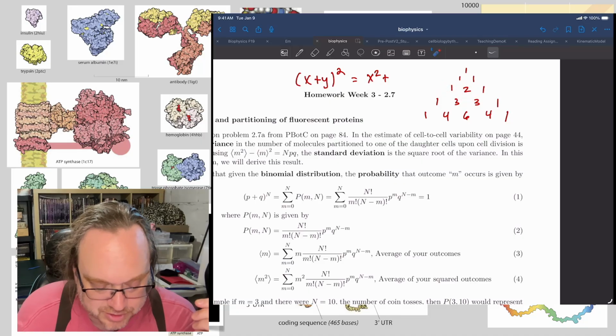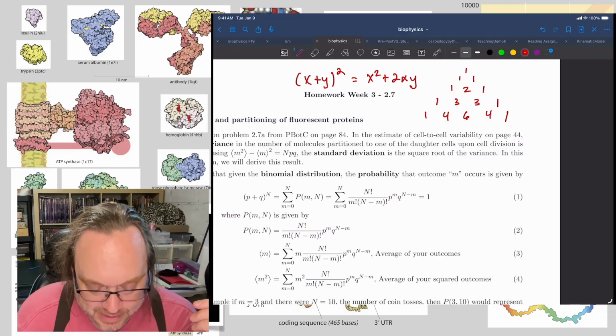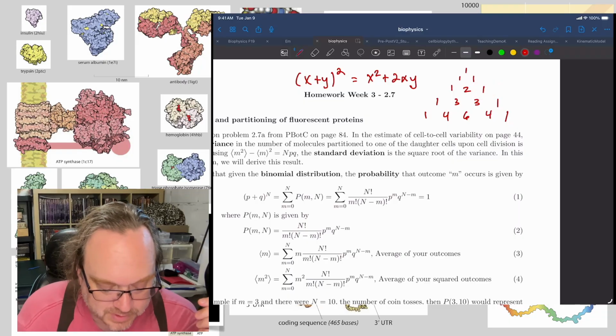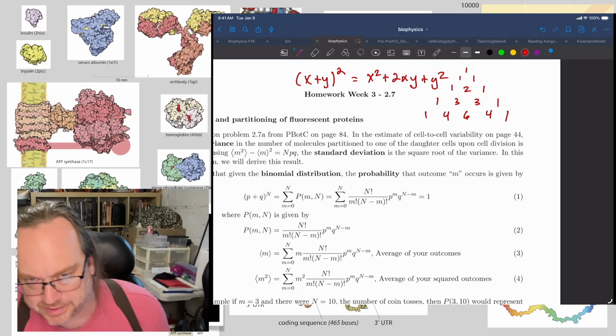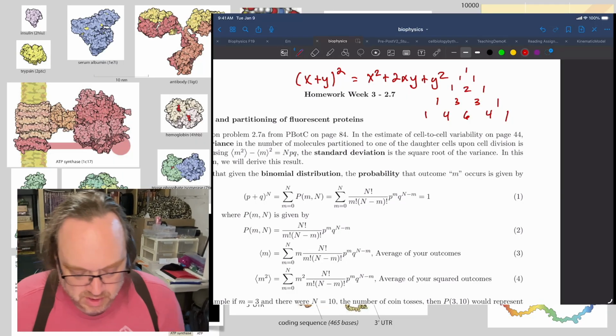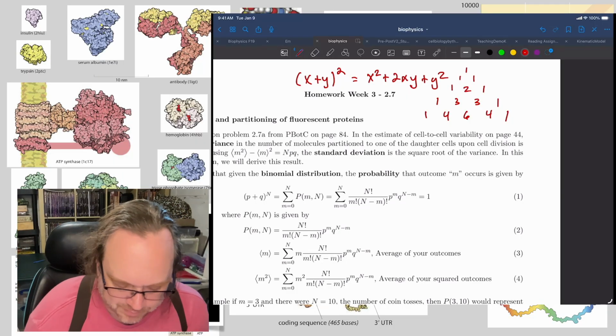2 for the next term, well, this is going to be 2xy, and then 1 for the final term, so plus y squared. That wasn't too hard. We probably all knew that already from some high school course or some prior math course.